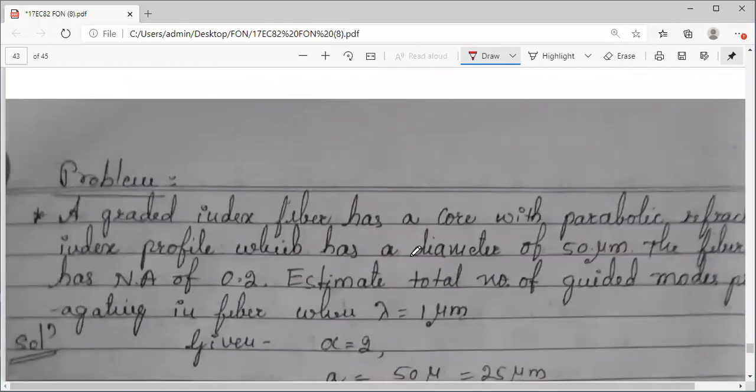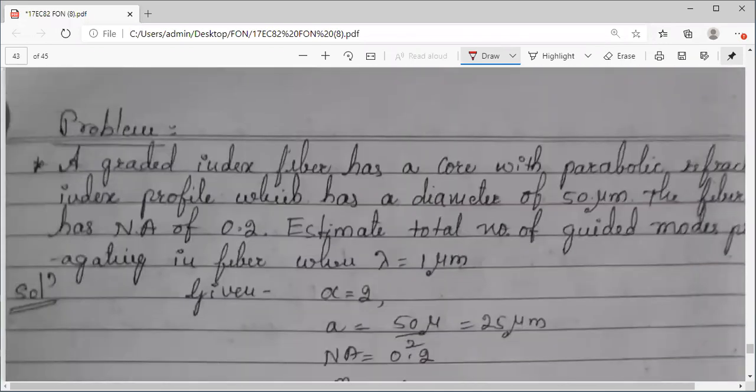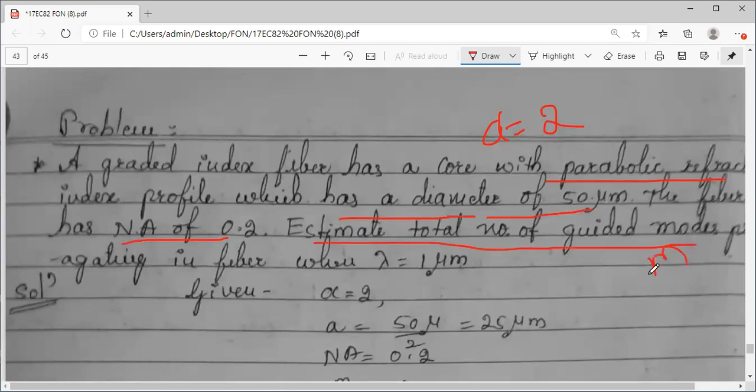Now problem: a graded index fiber has a core with a parabolic refractive index profile. So here they have not given you alpha, but indirectly they have specified parabolic structure, so alpha equals 2, you have to consider, which has a diameter of 50 micrometer. Again, we require in our formulae radius, but diameter is given to you. And it has a numerical aperture. We have to estimate the total number of guided modes. Capital M we need to find, and it is the graded index, so it is Mg.